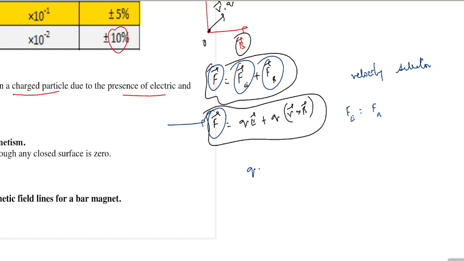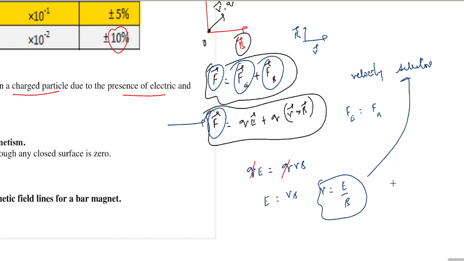In such a case, net force becomes 0. In that case, qE is equal to qvB, because if the angle between velocity and magnetic field is 90 degrees, then sin 90 is 1. So we get qE equals qvB. From here, q gets cancelled. Therefore, what remains is E equals vB, or v equals E by B. This condition is called velocity selector. Given this, it is an important question.